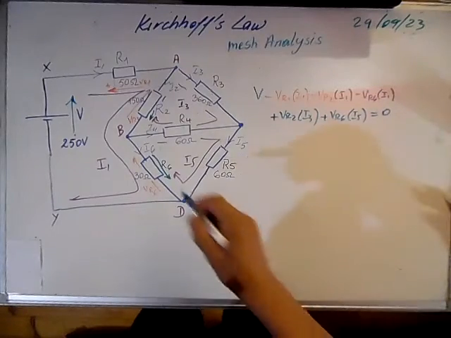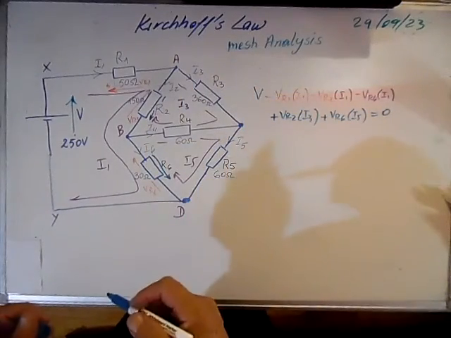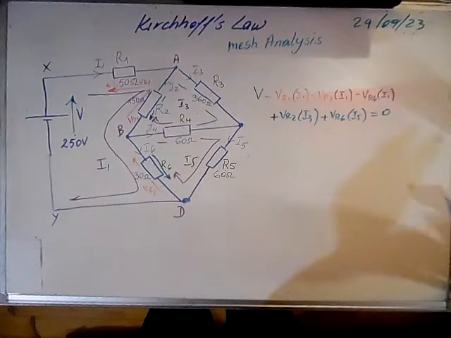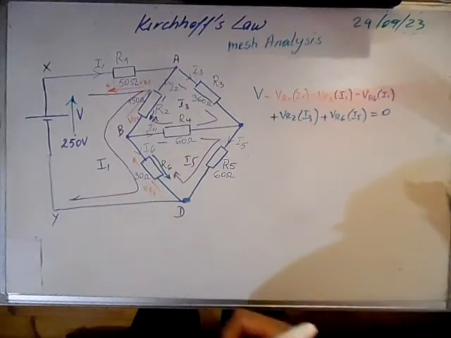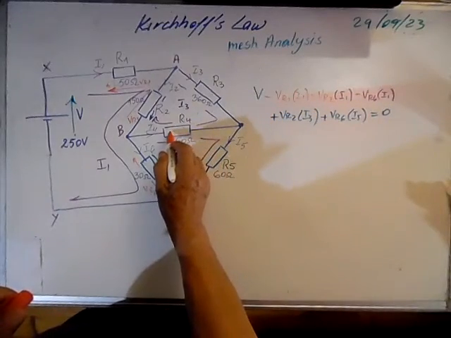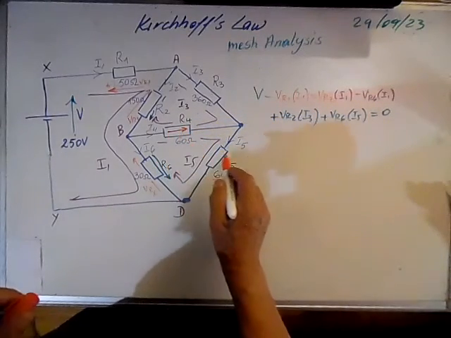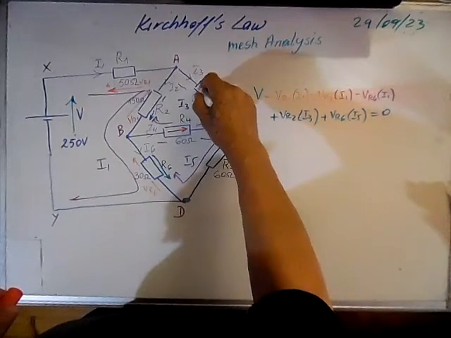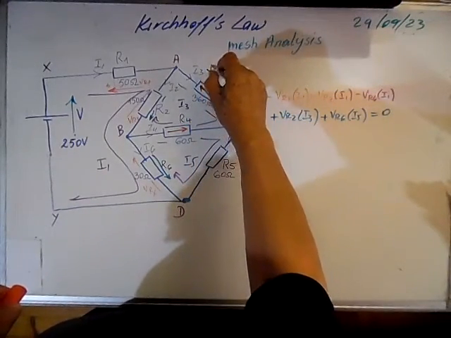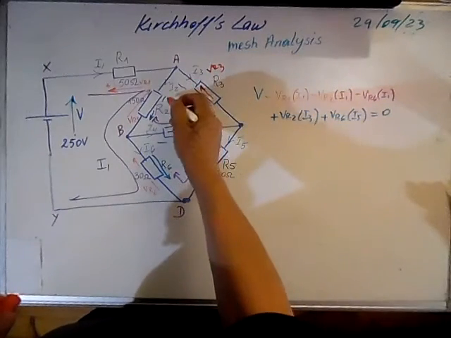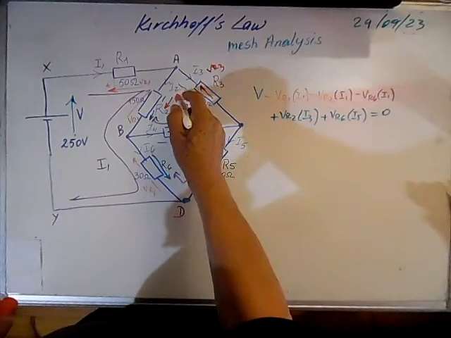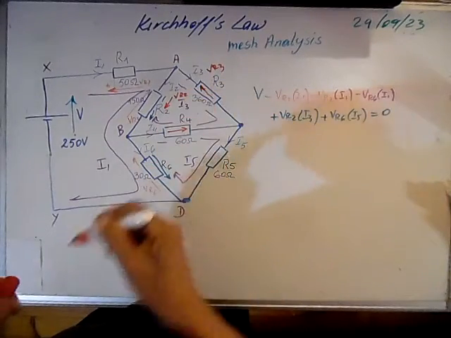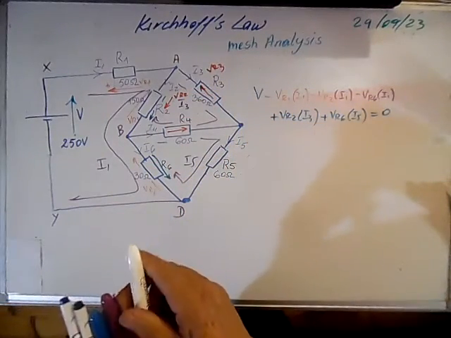We can do the same thing in this mesh. Let's, in red, show how the drop will be. Here it will be in this direction, VR4. Here it will be in this direction, VR3. And here it will be in this direction, and we call it VR2.